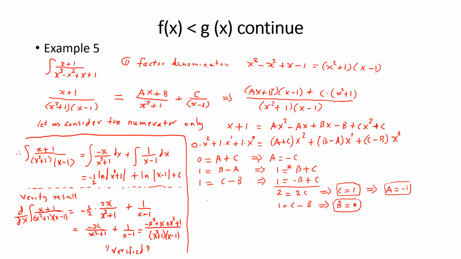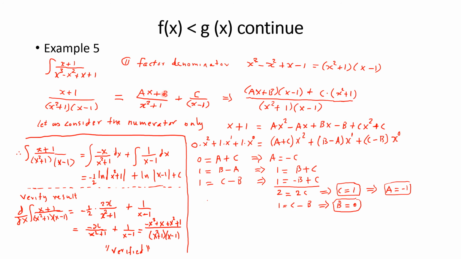But then we said a is equal to negative c. So a will be equal to negative 1. And b is going to be equal to 0, because 1 is equal to c minus b, and c is equal to 1. So b must be equal to 0. Now we want to do the integral. We know the value for a and the value for c, and b is equal to 0. So the b is not anymore a factor.